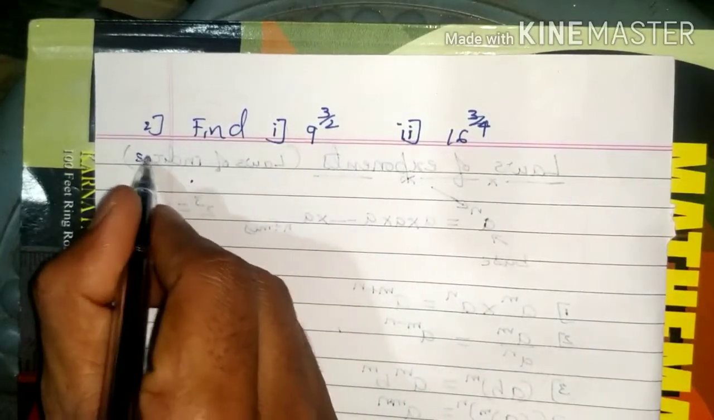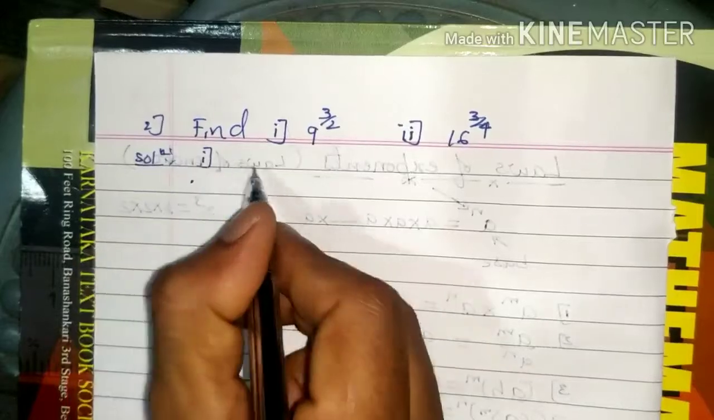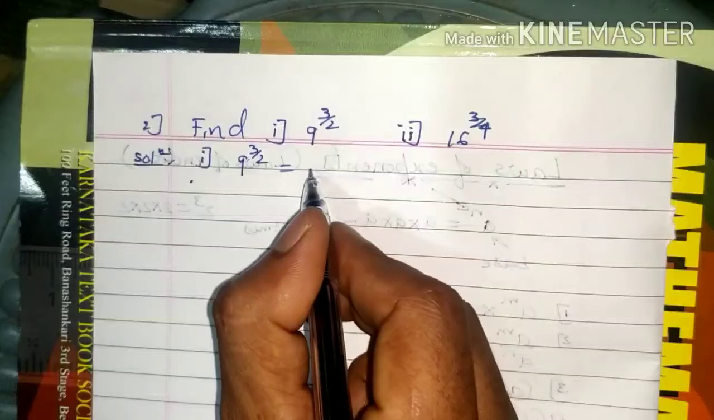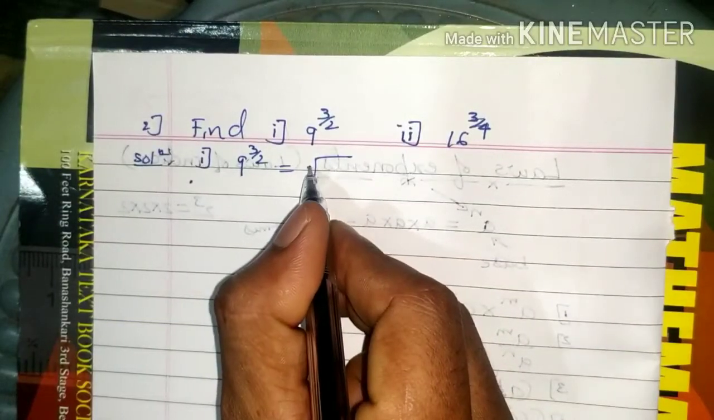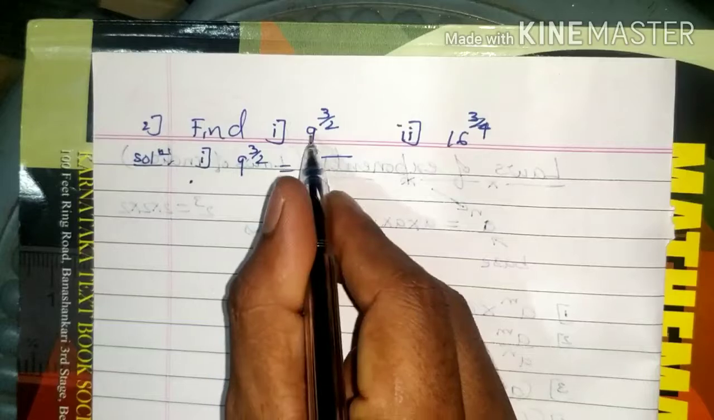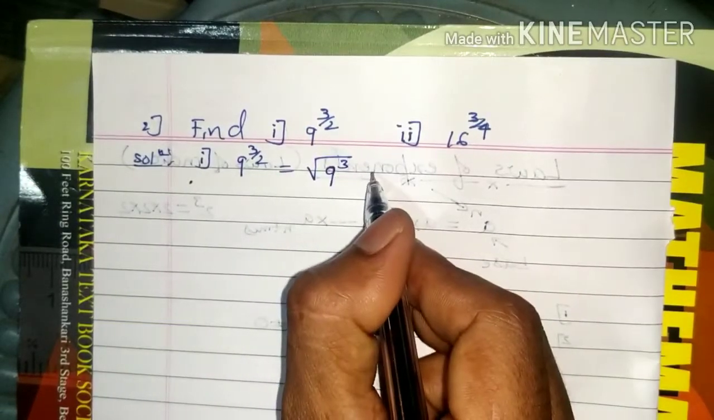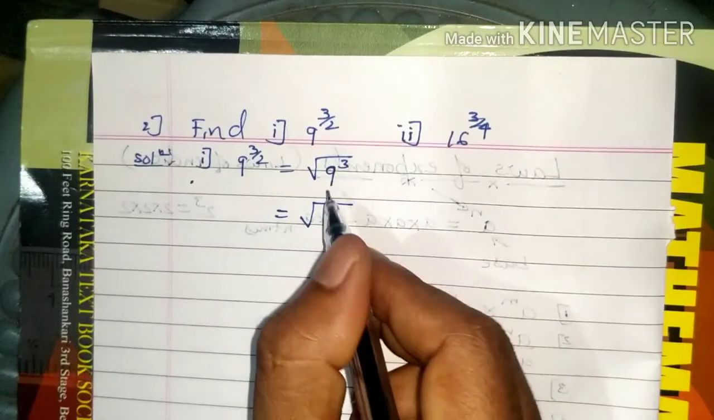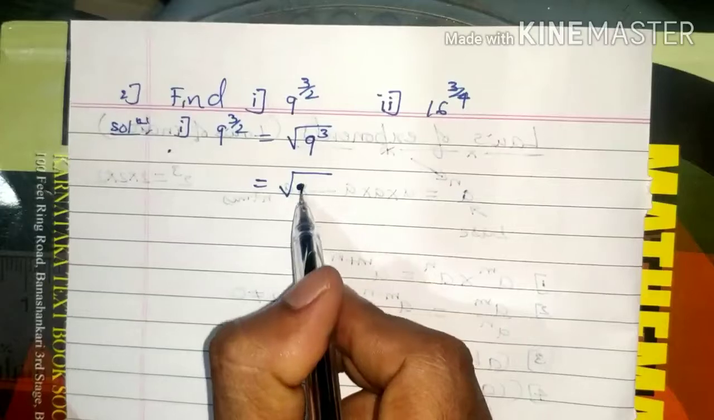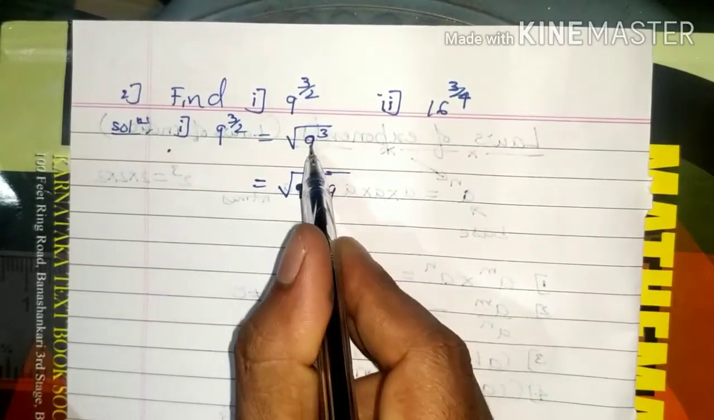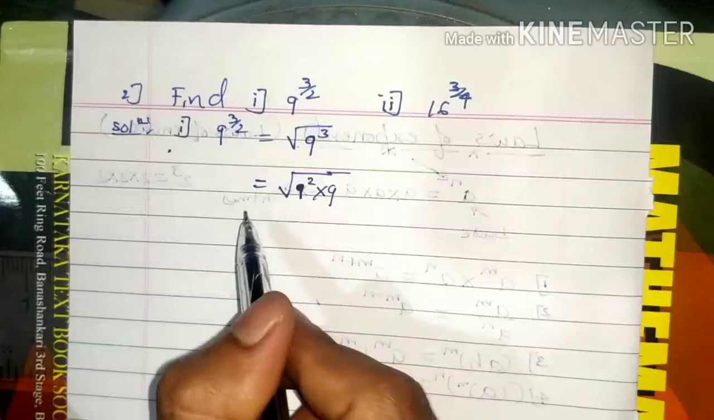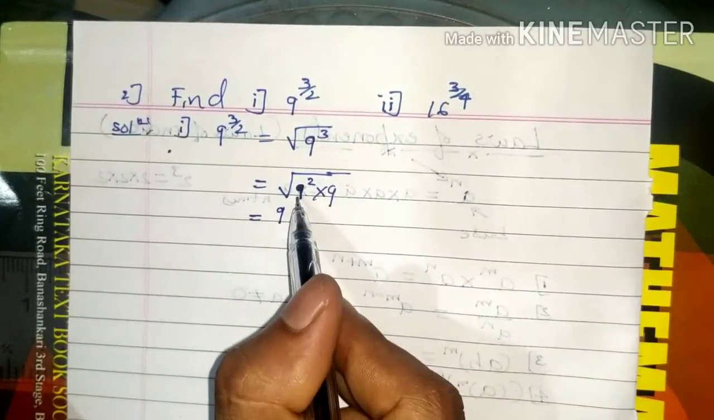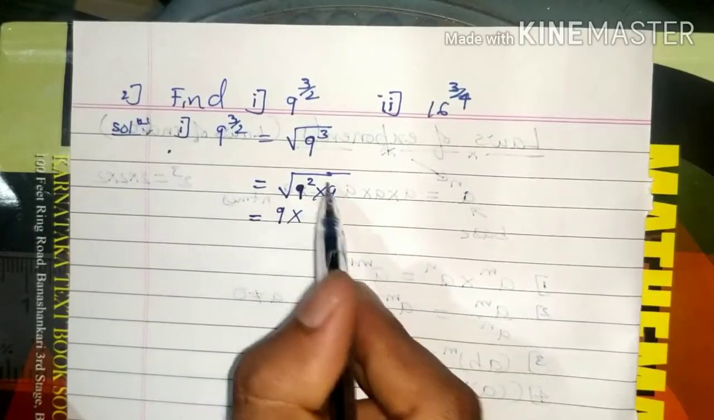So the solution for the first one, 9 raised to 3 by 2. This 2 comes inside the square root sign. Since it is 2, we need not write 9 raised to 3. So that is equal to the square root of 9 raised to 3, which is 9 squared into 9. So 9 three times, that means 2 times here and 1 time here. That is equal to, 9 squared under the square root sign will be 9, into root of 9, which is 3.